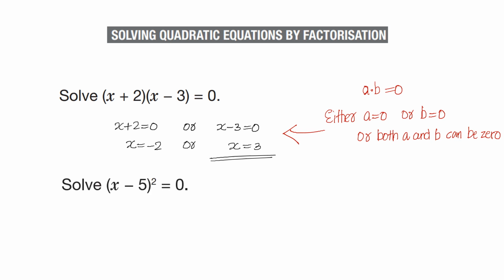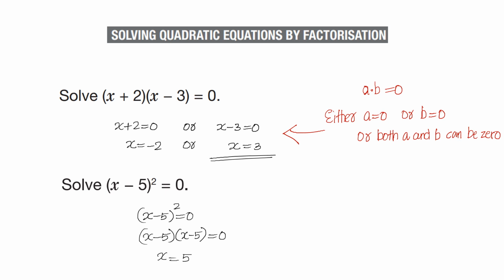Now I'll solve this one, that is x minus 5 the whole square is equal to 0. This can be written as x minus 5 times x minus 5, which is equal to 0. So either x minus 5 is equal to 0 or x minus 5 is equal to 0. Both are the same. So x can take the value 5, since x minus 5 is equal to 0 implies x is equal to 5.